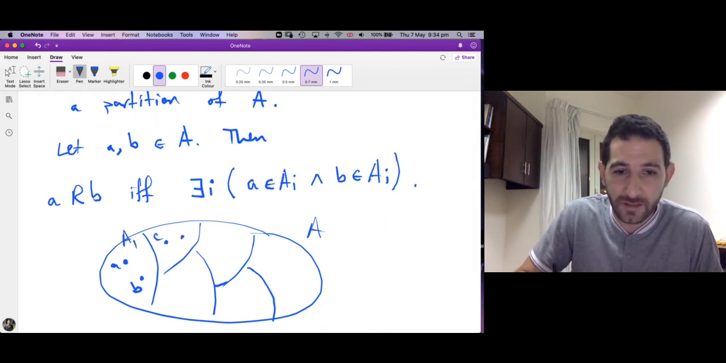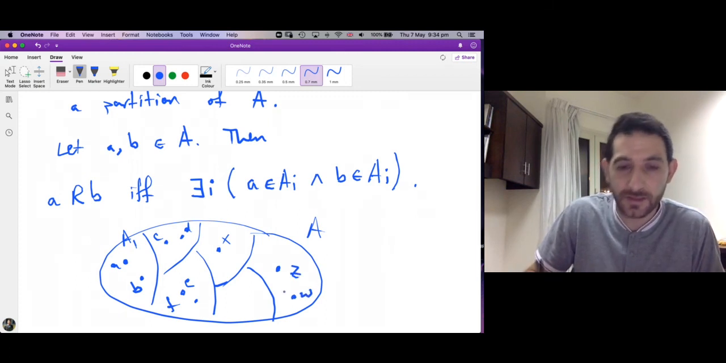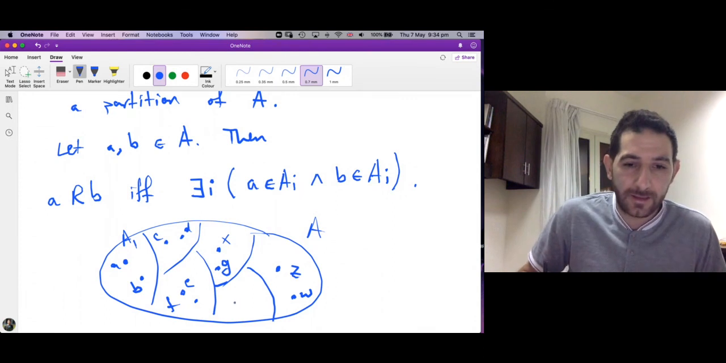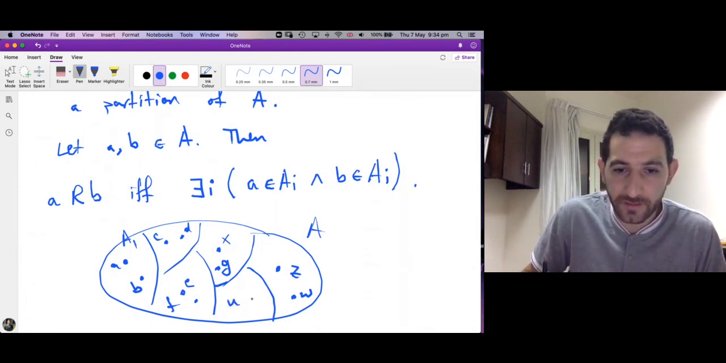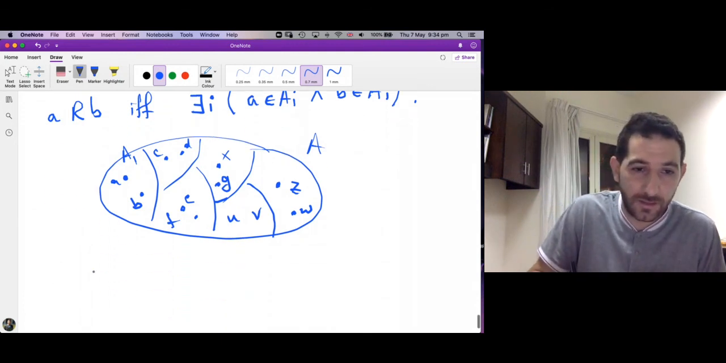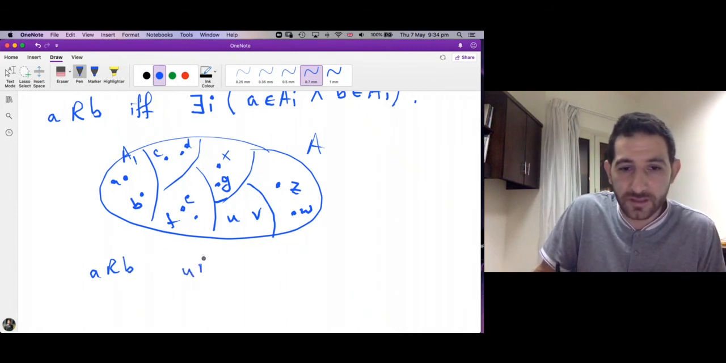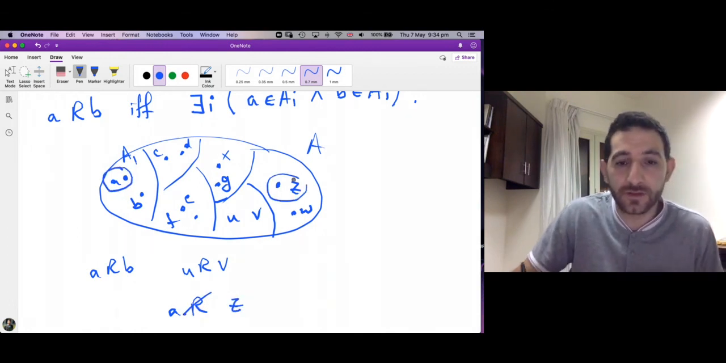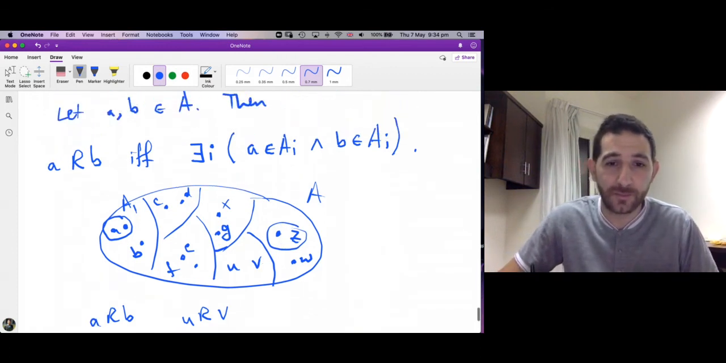Now here you have C and D are related, E and F are related. Okay, X is not related to Z, but W is. X is related to G because X and G are in the same part, and U and V are related because they lie in the same part. So here you can see that a is related to b, U is related to V, but a is not related to Z because here is a and here is Z. They don't belong to the same part.